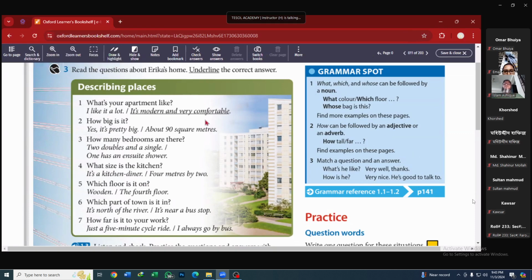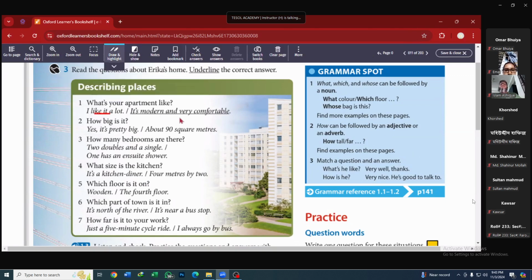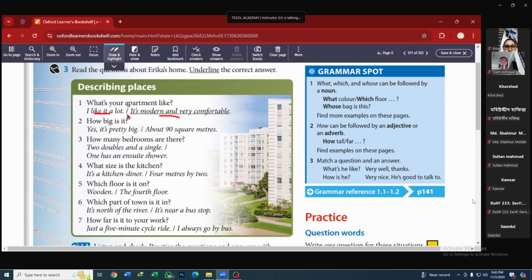Okay, number 1, what's your apartment like? Apartment like fifth floor. Okay, so the task is there are 2 answers given here. Okay, 2 options. So this is the first option, this is the second option. There's a slab in between. What you have to do is you have to pick one of the answers that is more appropriate and answer that. So you have to understand the question and pick the correct answer from here. Got it, Mr. Khurshid? Okay.